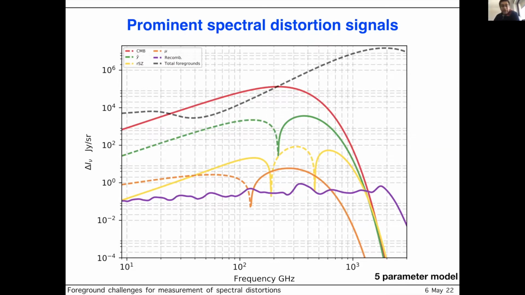The green line and the yellow line represent the mean Y distortion signal, and there is a relativistic correction to this signal, shown in yellow, which would allow us to measure the temperature of the electron gas, the mean temperature of the baryons in the universe. Then you have the mu distortion, which is in orange, and the purple line shows the cosmic recombination radiation spectrum. So the green, yellow, orange, and purple are the signals that we want to measure.